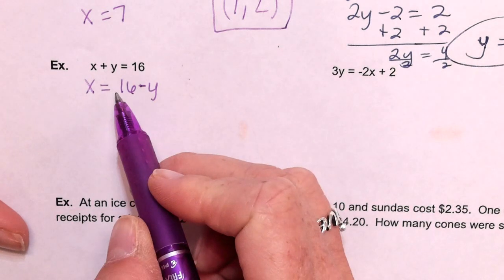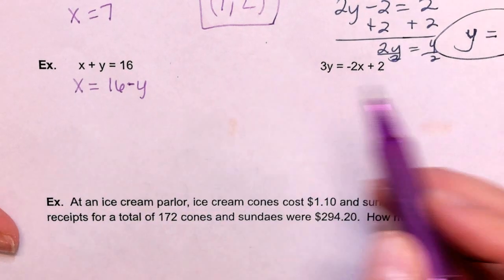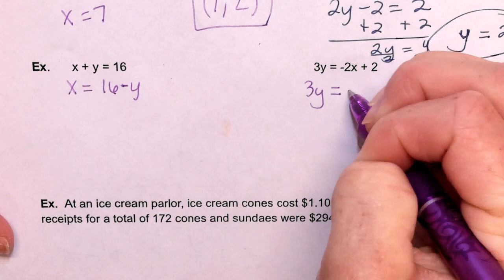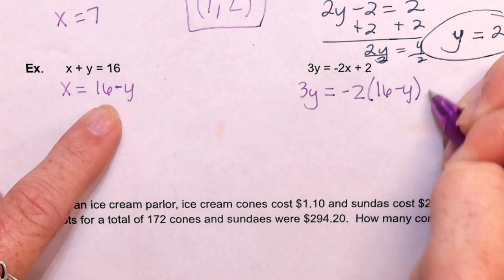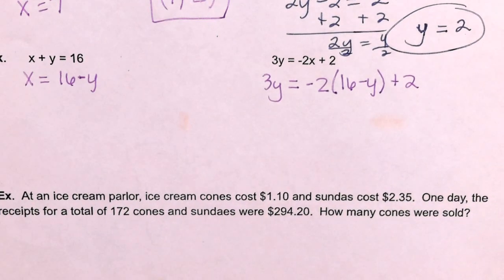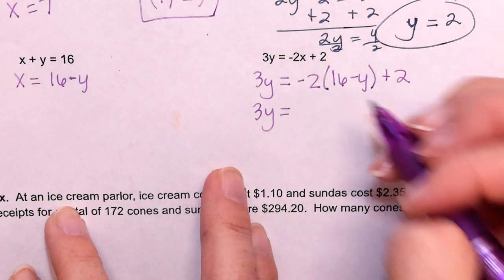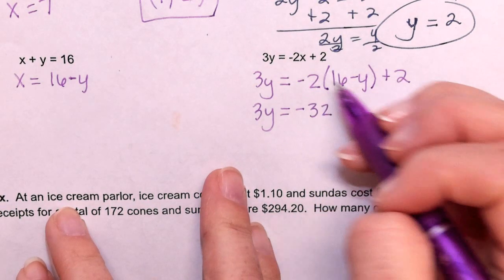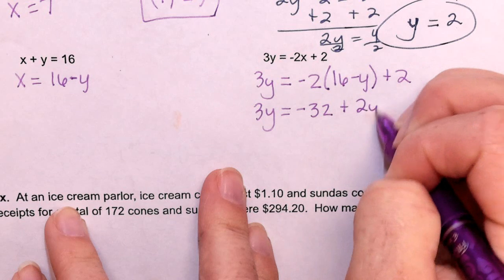All right. I'm going to come over here, and I'm going to plug this in for x. Do I have to put it in parentheses? Yes. Why? Because this x has a coefficient. So I have 3y equals negative 2 times the value of x, which is 16 minus y. I need to do the distributive property first. What is negative 2 times positive 16? Negative 32. What is negative 2 times negative y? Positive 2y. And then plus 2.